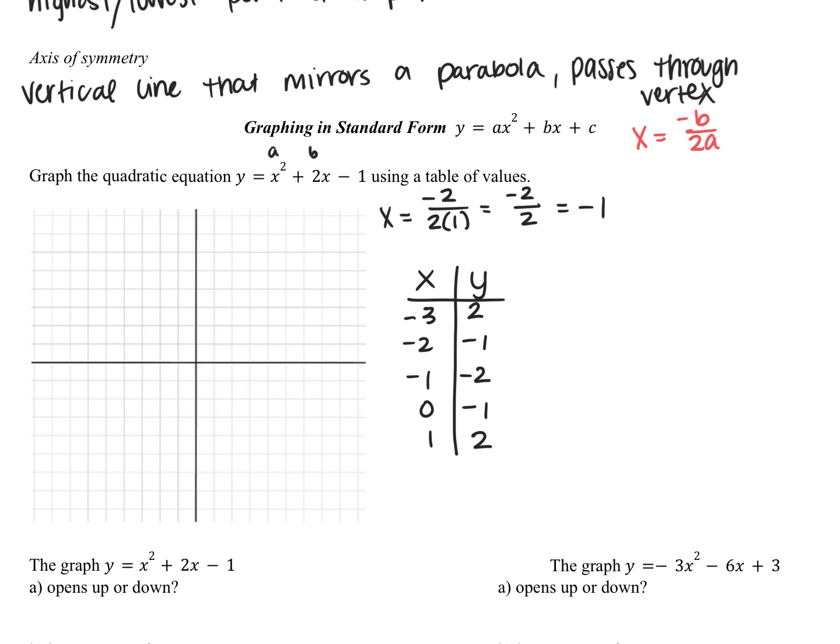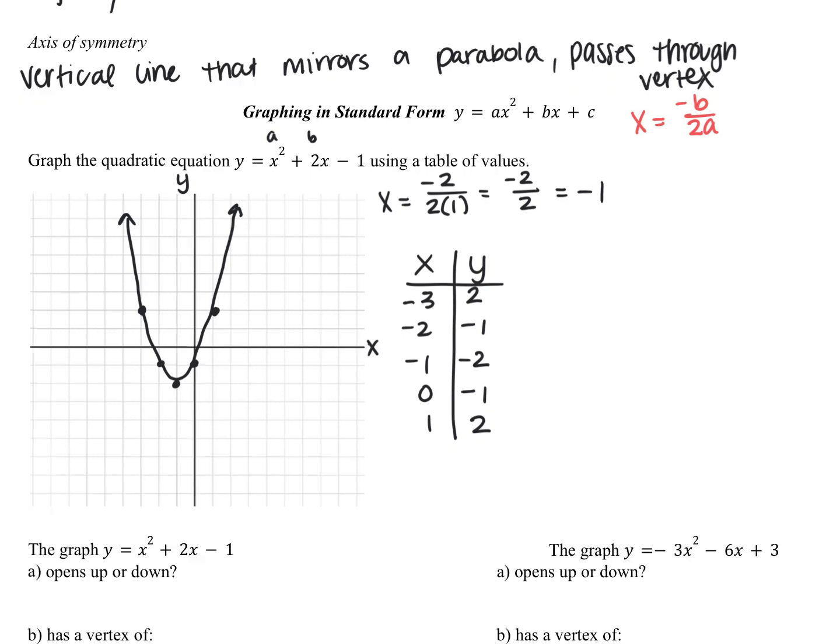So another nice thing, because I've included my axis of symmetry, I can see that mirror. As I move from the vertex, the y values mirror each other, so they end up being the same. So when I go to graph it, I have my x-axis and my y-axis. I'm going to go to negative 3, and then positive 2, negative 2, negative 1, negative 1, negative 2, 0, negative 1, and then 1, 2. And I'm going to connect those points, and I'm going to have my parabola.